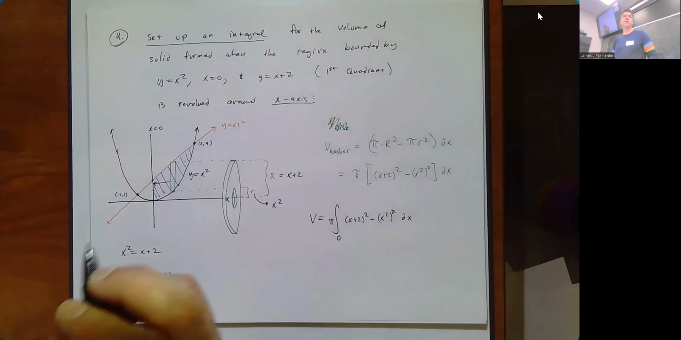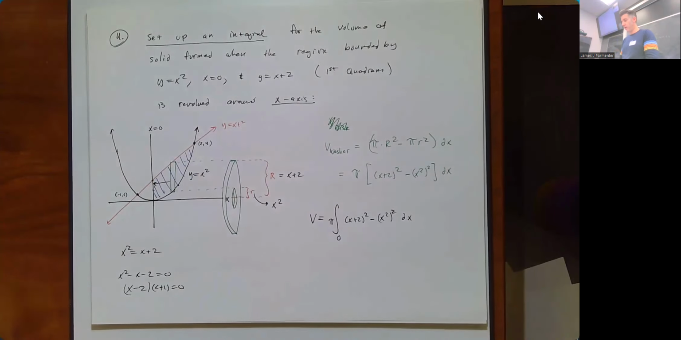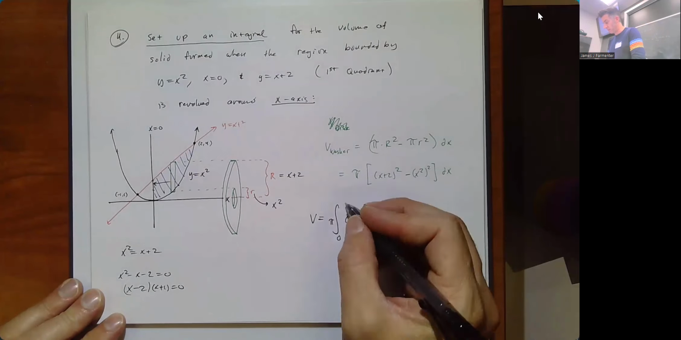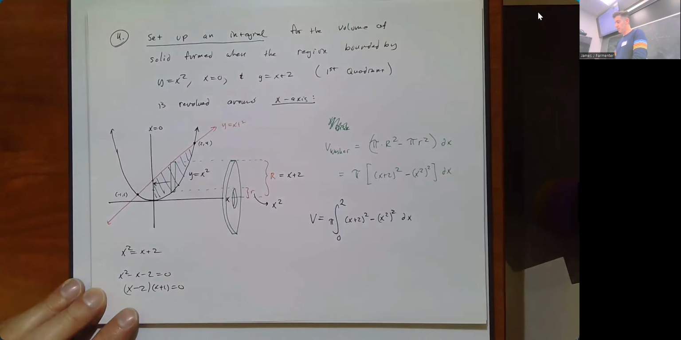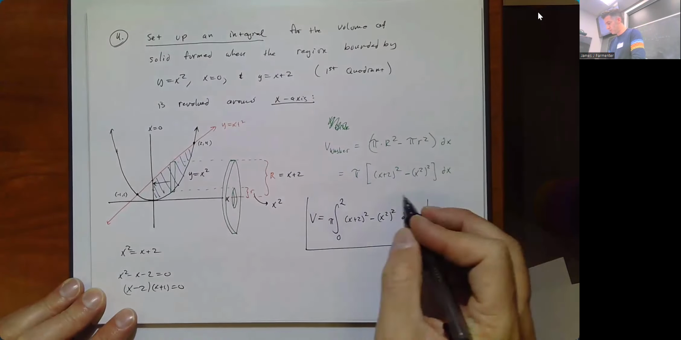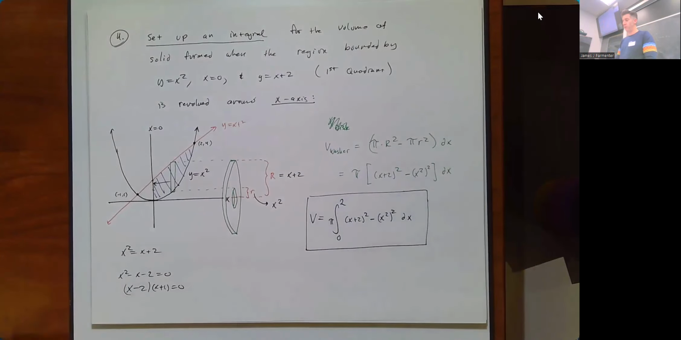Or you could do the easier thing and just guess. If you're trying to find where x squared equals x plus 2, I think we could all look at it and be like, well, if x is 1, that's not going to work. But if x is 2, 2 squared is 4, and 2 plus 2 is 4. If it seems like there might be an easy number that's the right answer, it's okay to just guess it and not actually do the work of solving the equation. So our right-hand limit of integration is going to be 2. And this is how you would set up the integral for the volume of that shape.